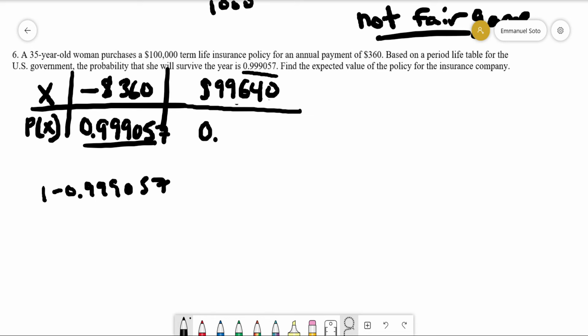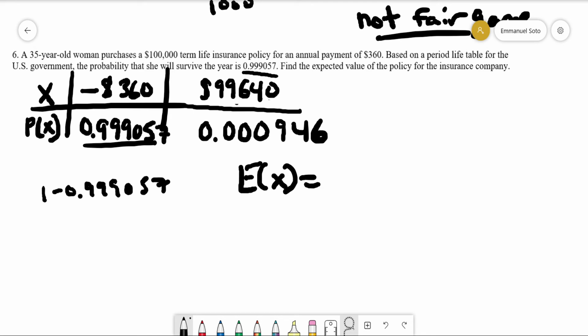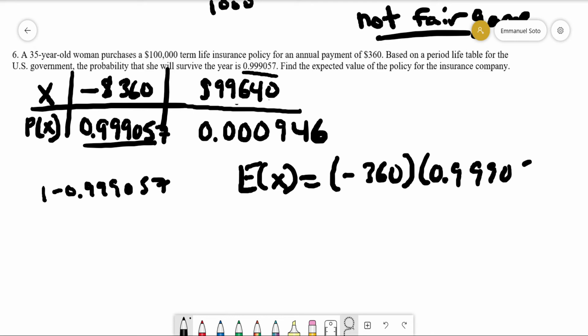Let's go ahead and figure out what that is. 1 minus 0.999057. So it's 0.000946. So very small chance of that happening. She is a young woman. She's 35 years old. So there's a very small chance that she won't survive the year. All right. So for the expected value, we're going to go ahead and multiply the two things together.